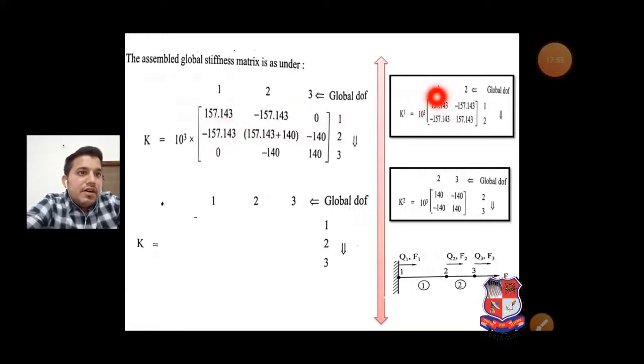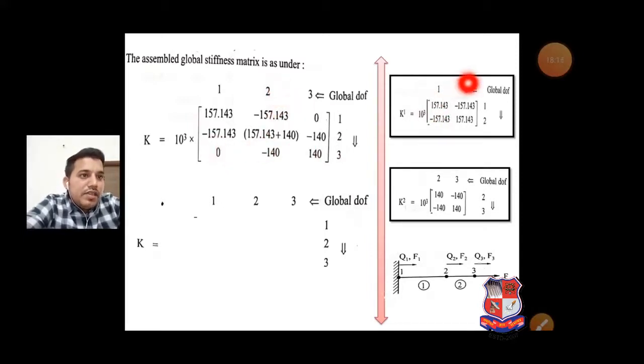Then 1 2 1. So 2 1 is equal to minus 157. So I can put in, this is the 2 1, but here is the 3 1. 3 1 is not there, that's why I can write down 0. Now 1 2 is the minus 157.143.